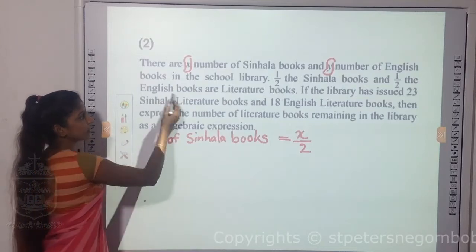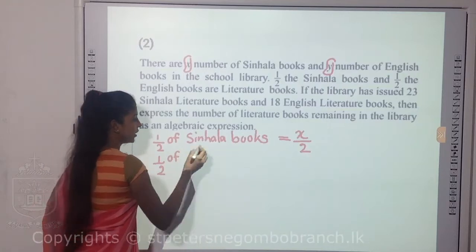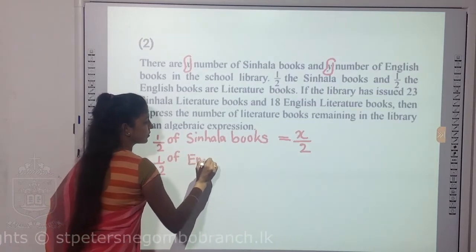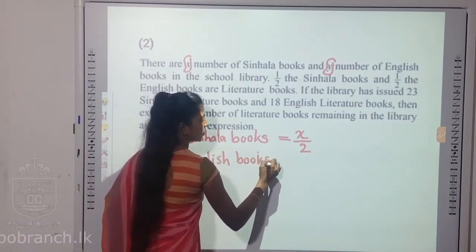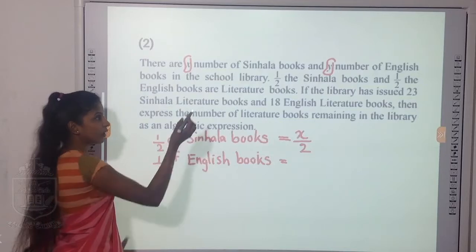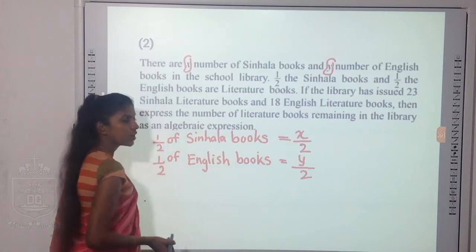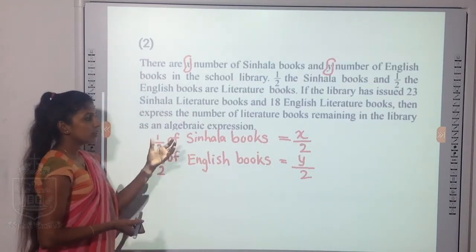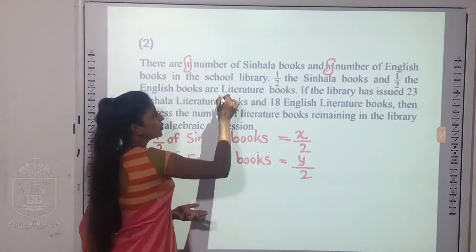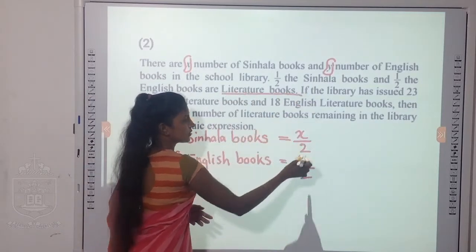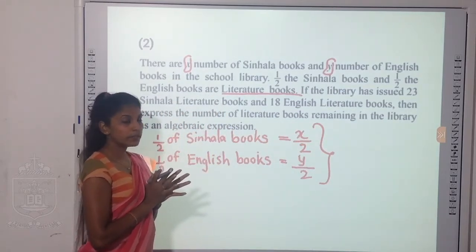Likewise, half of English books. I'm going to find the term with the unknown. The number of English books in the library is y, and now we are going to talk only about half. Half means y divided by 2. So half of these books are literature books. That means addition of these two. Once you add both, that will give you the number of literature books.